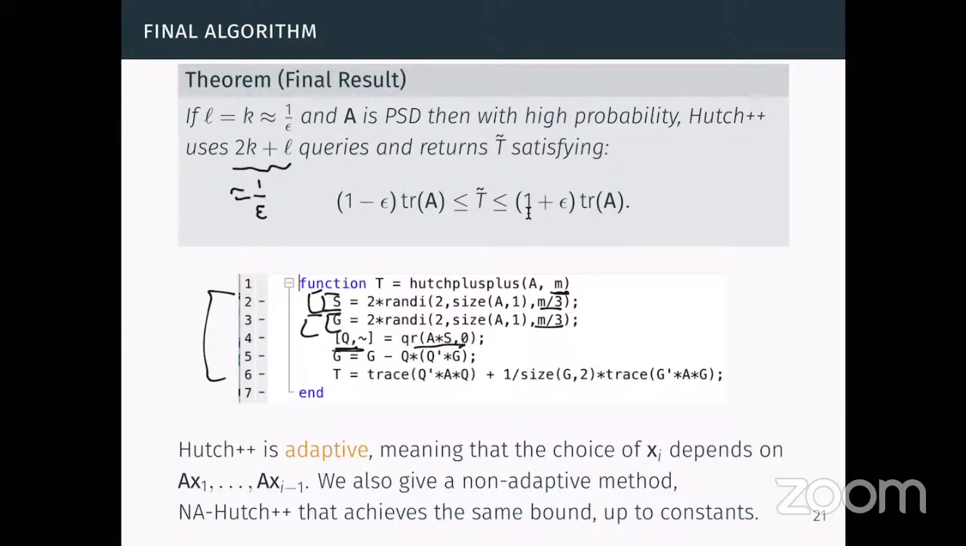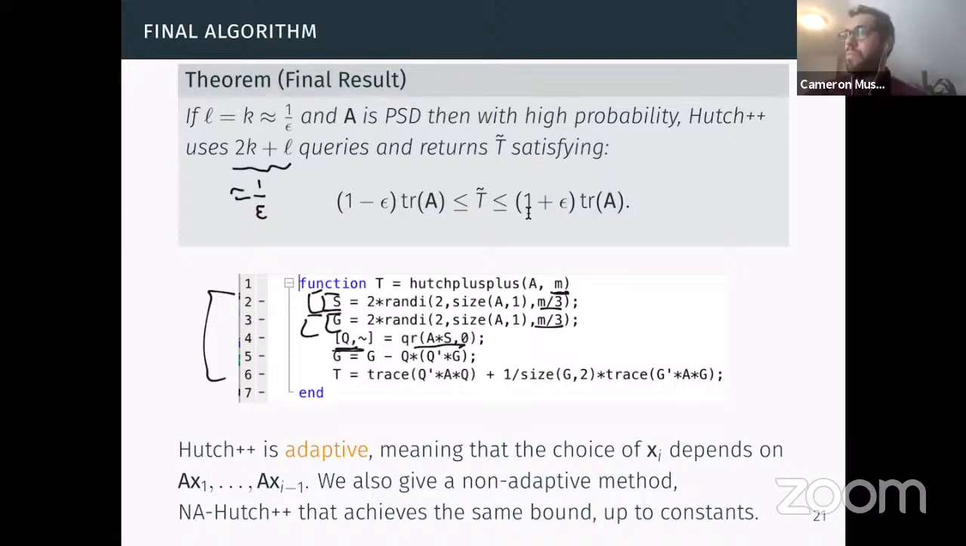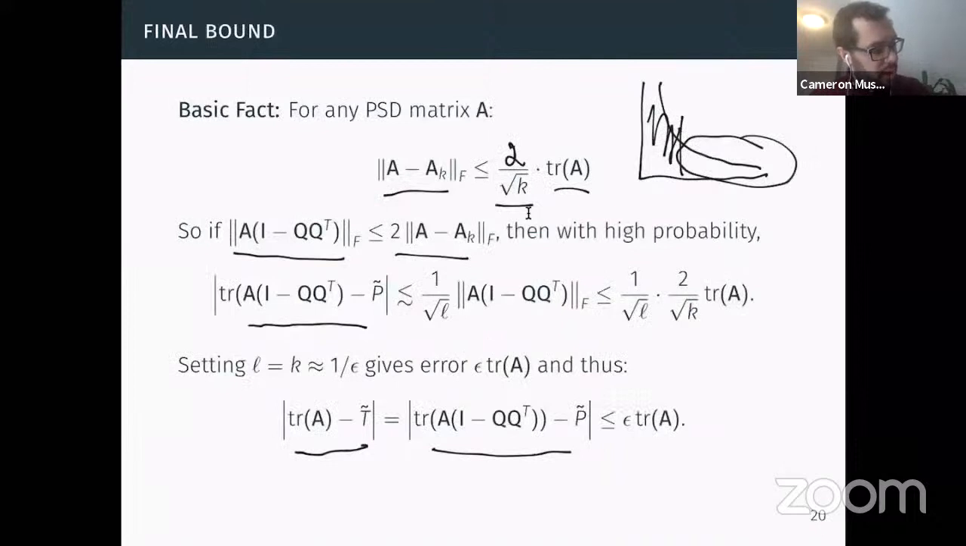Second thing, you assume PSD, so your constants must involve some measure of nearness to not PSD. They actually don't. Our constants are just universal constants. I can't pull them off the top of my head, but literally like 20 or something like this. They're not depending on any feature of the matrix. The reason, if your matrix is... this bound, how far back is it? Oh, good. It's right here. This bound is the only thing that we use about PSDness.